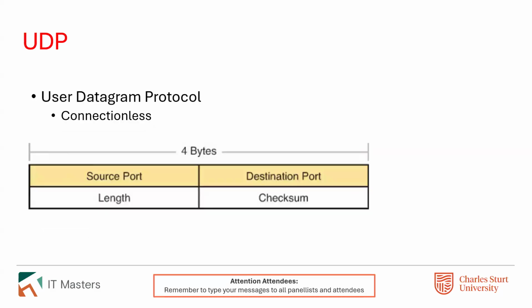UDP, on the other hand, much simpler. There's a lot less in the header of the packet because really it doesn't care about things like reliability as such. So essentially all it cares about is how big the packet is, i.e. what's its length, and what's the checksum of the data inside the packet, which gives you some form of error correction, as it were.